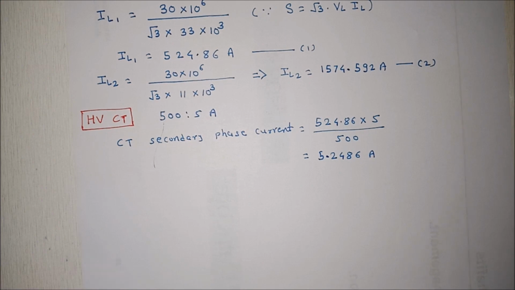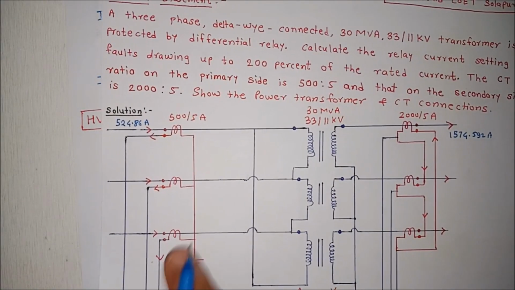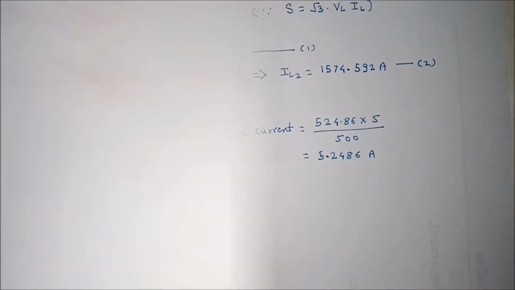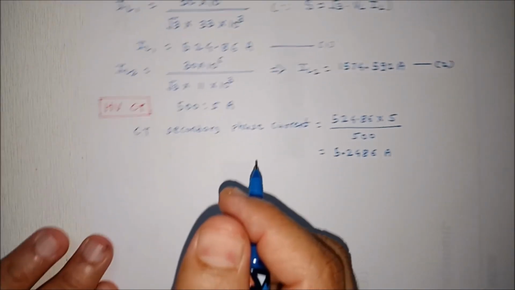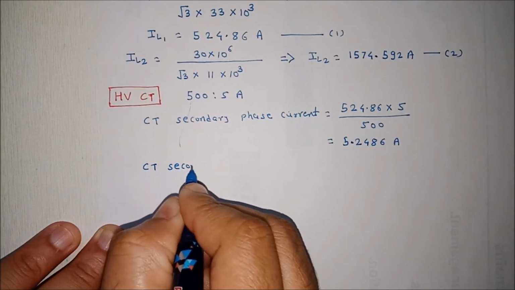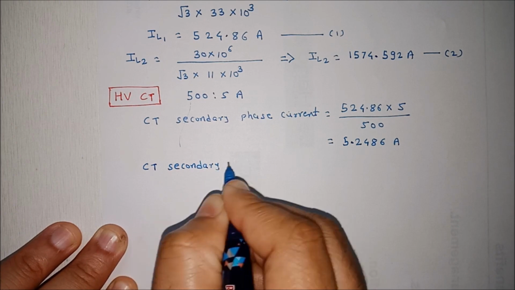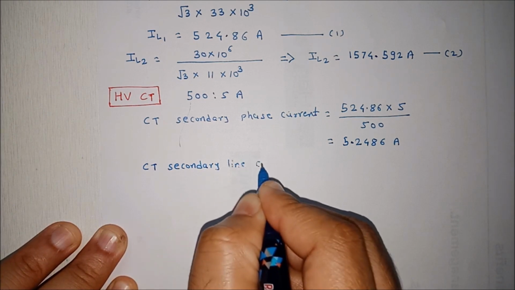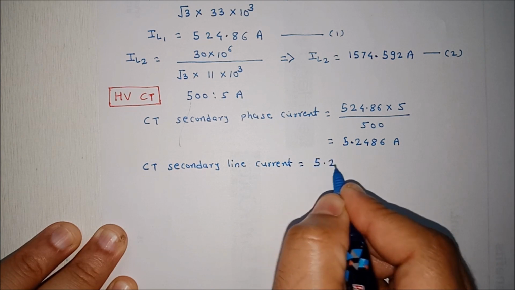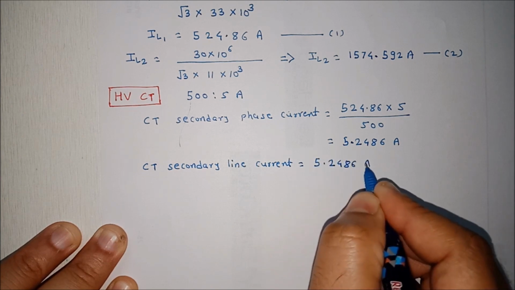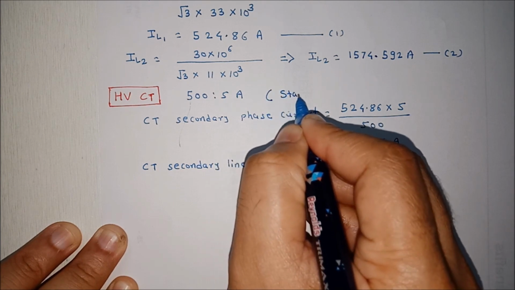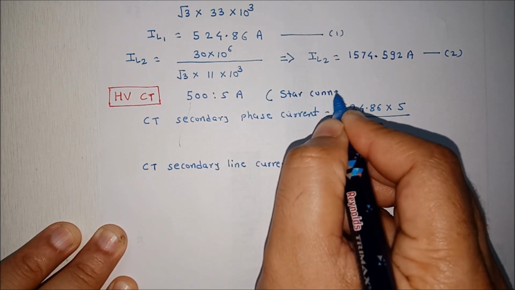Now, as you can see, our CTs on the HV side are connected in star, and for star, as you know, line current and phase current are same. So the CT secondary line current will be same as the phase current, 5.2486 ampere. Okay, because these are connected in star. I will write here star connection.